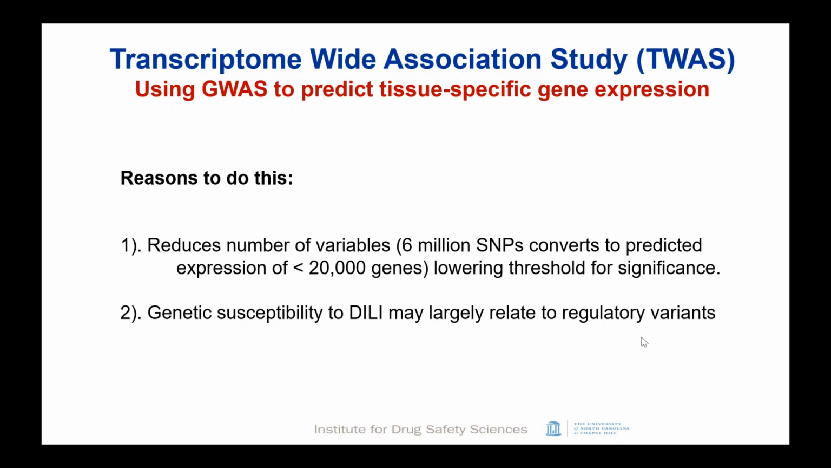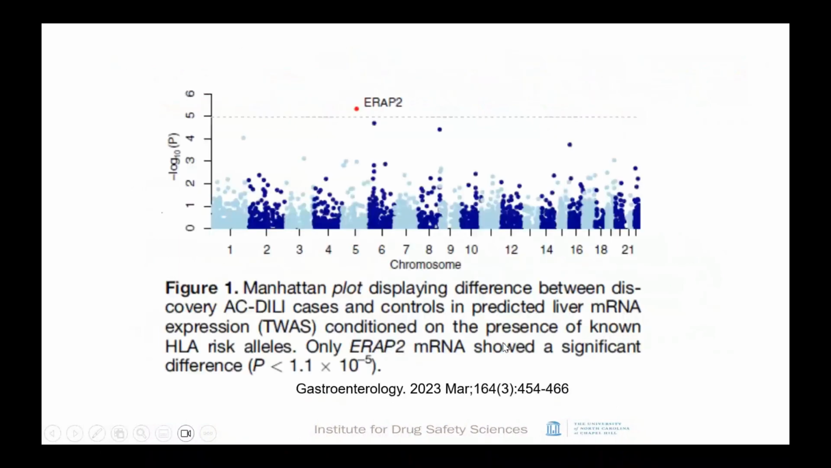Also, we know that regulatory variants largely underlie susceptibility. In fact, there was a study of 200 cases of AC-DILI with exome sequencing that was unrevealing. When we convert the GWAS data to the predicted expression, looking at the differences in predicted expression between cases and controls, we do find there's a single gene which passes the threshold of significance, and this gene is ERAP2.